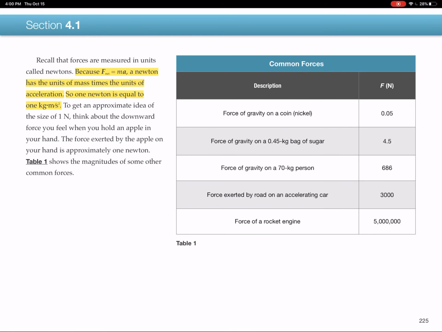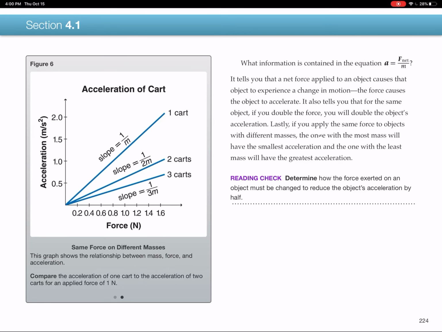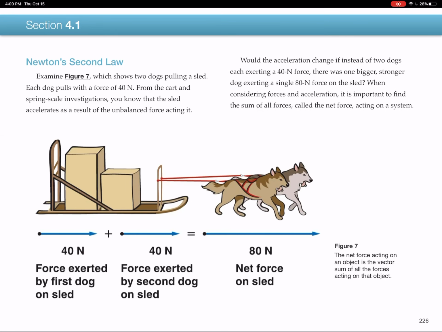So this can be expressed mathematically several ways. One would be that acceleration is equal to the net force divided by the mass. You can also say that force, net force, is equal to mass times acceleration. Because this is true, a Newton can be expressed as a unit of mass times acceleration, so 1 Newton is equal to 1 kilogram times meter per second squared. So this mathematical expression is known as Newton's second law.